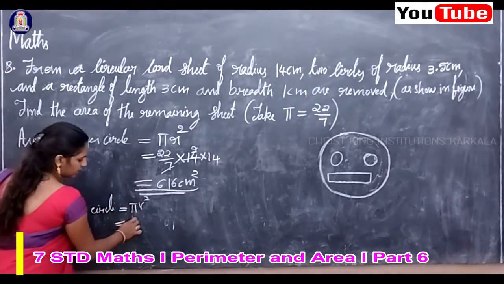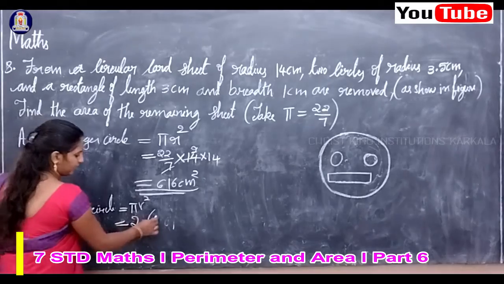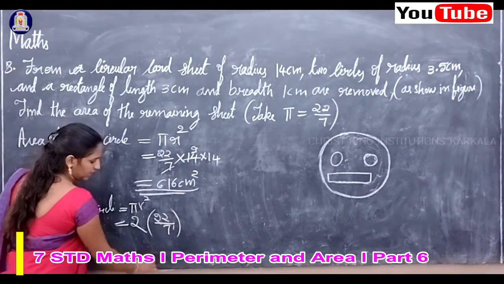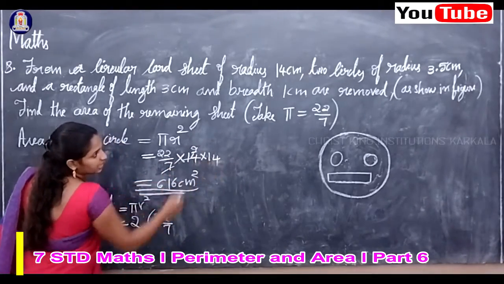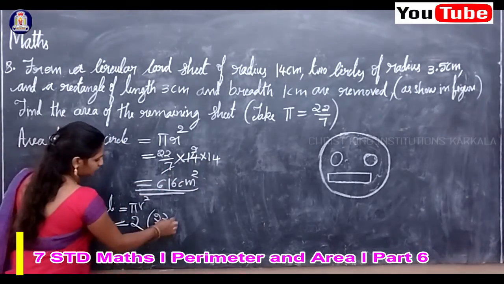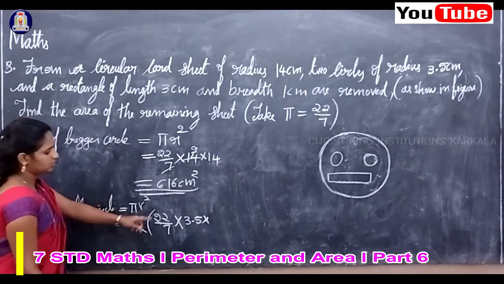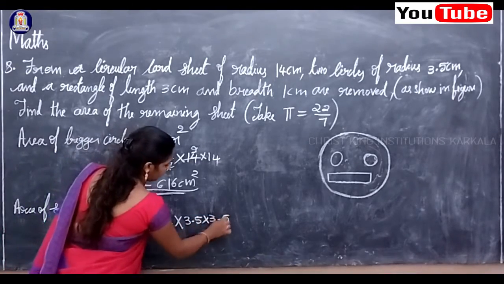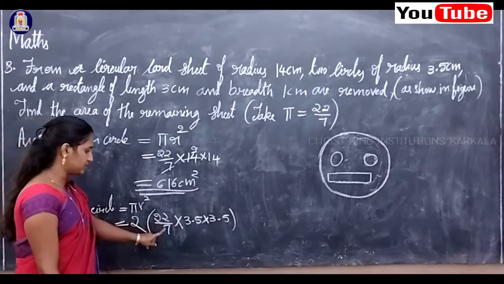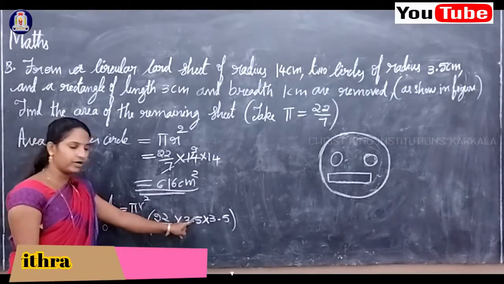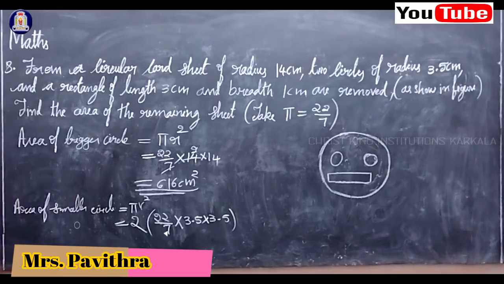So two circles are there, so we can write 2 into. The pi value we know is 22/7, and the radius of the smaller circle is given as 3.5 centimeter. So that is the radius. So 3.5 into 3.5. Why? Because r square means r into r. So pi value is 22/7 and r is 3.5, the whole square, that is 3.5 into 3.5.